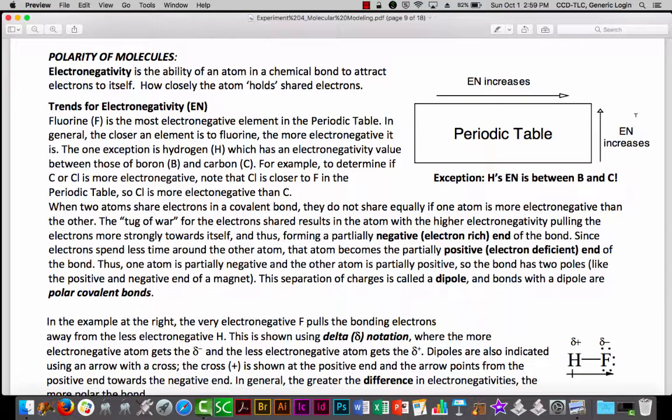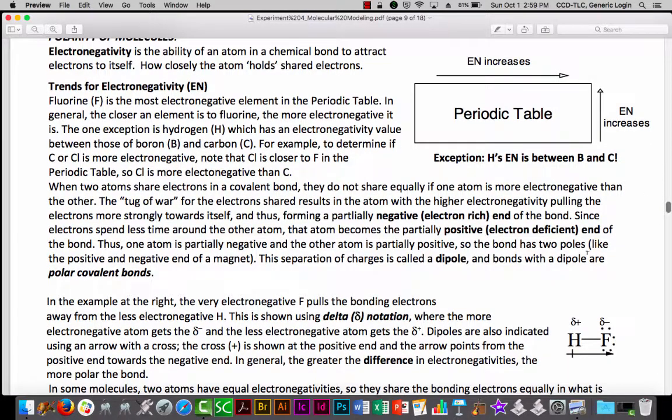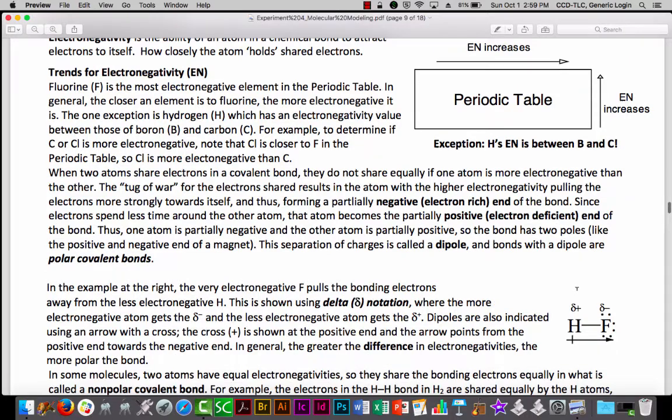This tug of war for electrons shared results in the atom with a higher electronegativity pulling the electrons more strongly towards itself, thus forming a partially negative, electron-rich end of the bond. Such electrons spend less time around the other atom. That atom becomes partially positive, electron deficient. Thus, one atom is partially negative and the other is partially positive. So the bond has two poles, and this is called a dipole. And bonds with a dipole are polar covalent bonds.